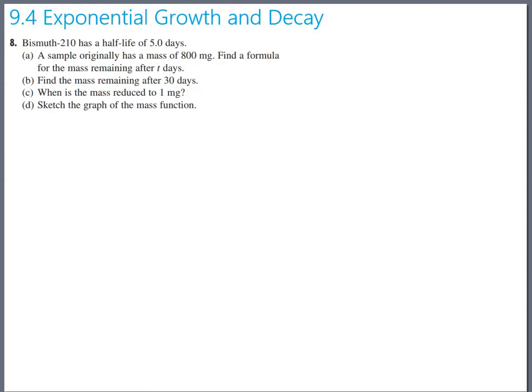So this is number 8, bismuth 210. Sounds like a cleaning product, actually a radioactive isotope. And it has a half-life of 5 days. And if you're not familiar with half-life, that's just how long it takes for half of the material to decay.